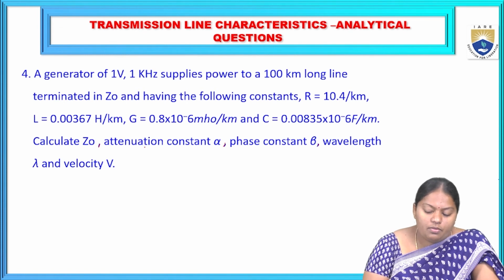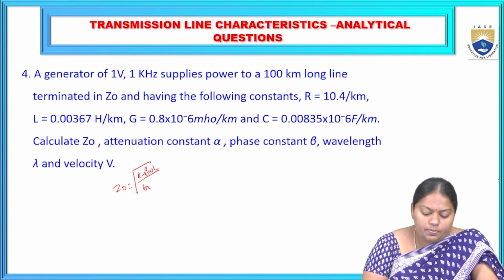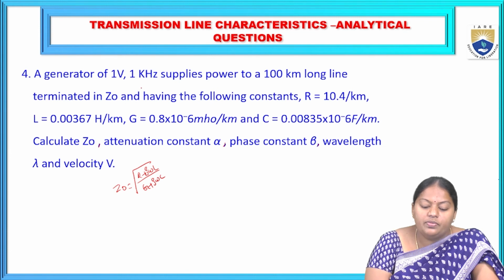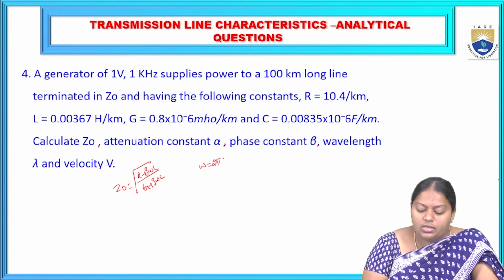As we evaluated in the previous problem, similarly here also Z0 can be written as root over R plus j omega L by G plus j omega C, which is the formula. In this we substitute all the RLGC values given. The frequency is also given, that is 1 kilohertz. Now from that find the value of omega, that is 2 pi f, nothing but 2 pi into 10 cube. So this is the value of omega, and we need to substitute omega over here.